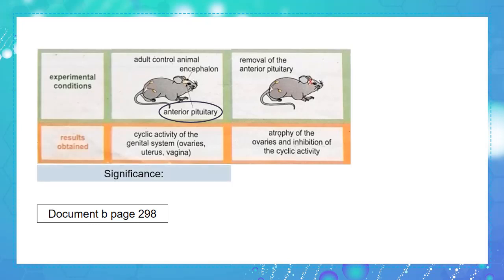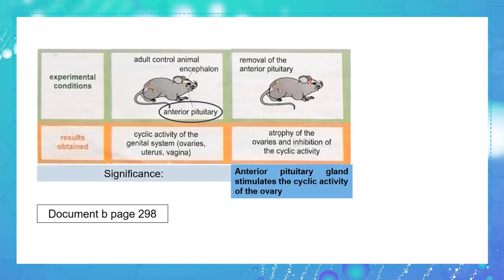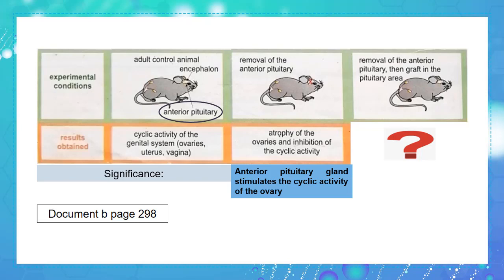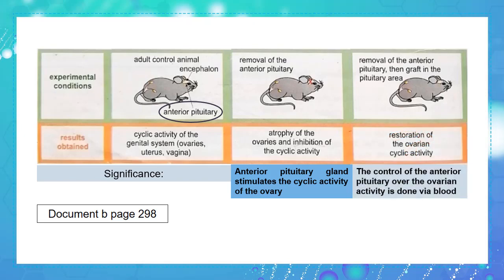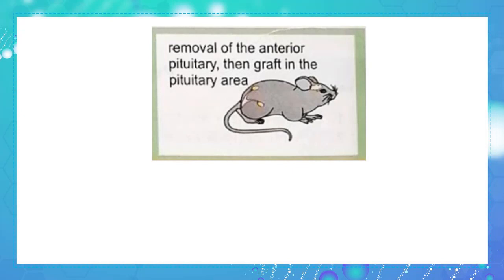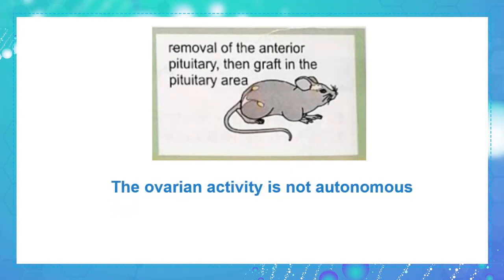This indicates that the cyclic activity of the ovaries is stimulated by the pituitary gland. However, when the pituitary is grafted back in the pituitary area, the cyclic activity of the ovaries is restored, which indicates that the pituitary control of the ovarian cycle is done via blood. So, the ovarian activity is not autonomous. It is controlled by the pituitary gland.